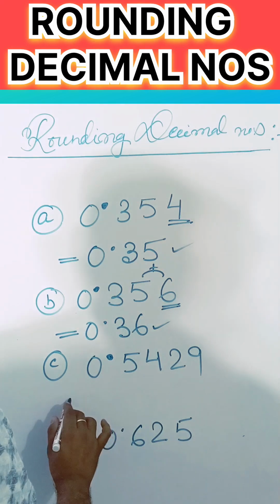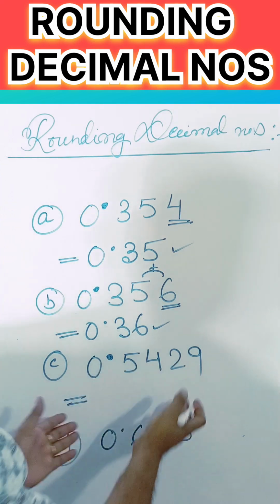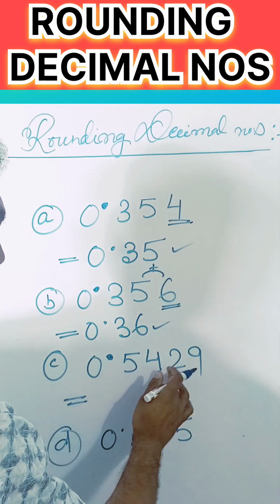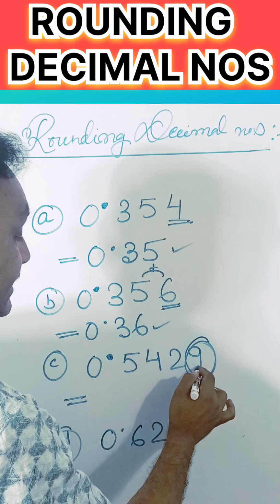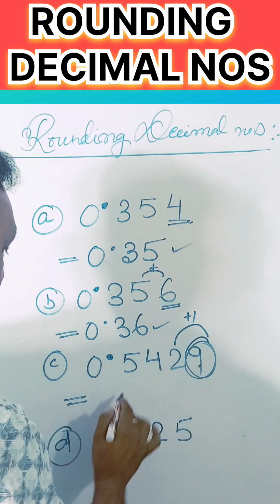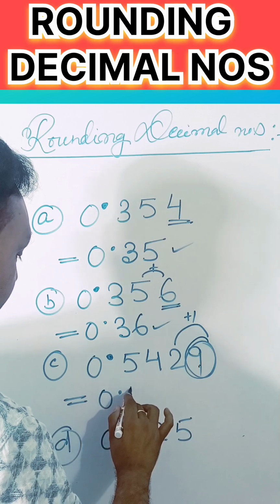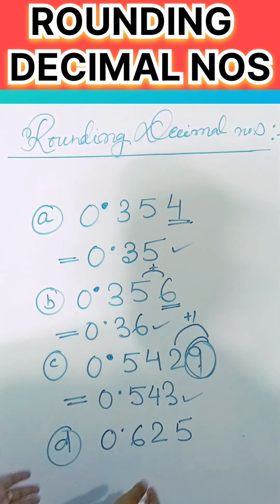Now in case C, 0.5429. Suppose here I want to keep three digits after the decimal. Then check the fourth one. This is greater than 5, then you have to add 1 here. So if you round it, it will give you 0.543.